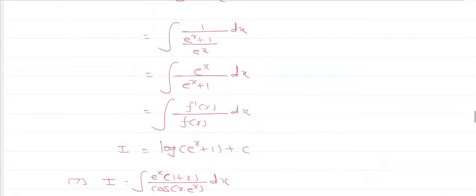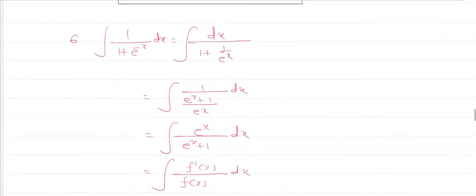And therefore again here the function is present, and its derivative is present. Now what is the function? The function is e raised to x plus 1. What's its derivative? e raised to x. Therefore integral f dash of x upon f of x. The function is f of x, e raised to x plus 1. Its derivative is e raised to x, and that's why its integral is log of e raised to x plus 1 plus c. Again you can see this here.